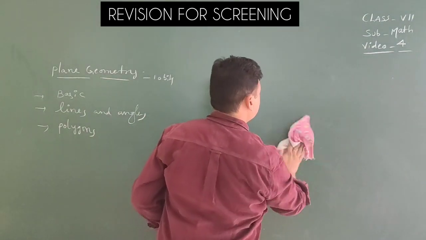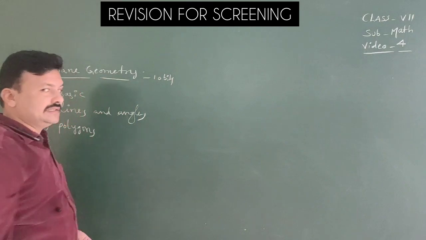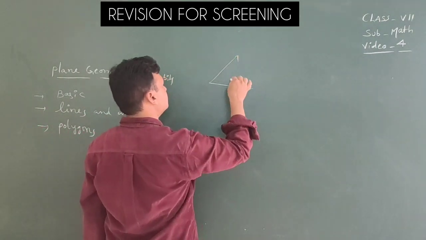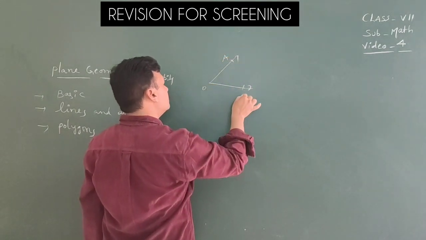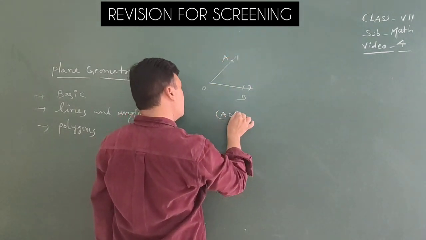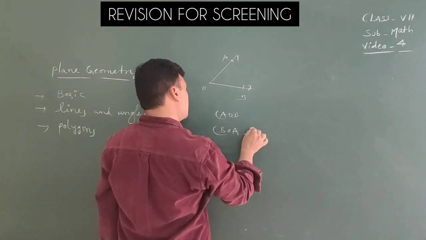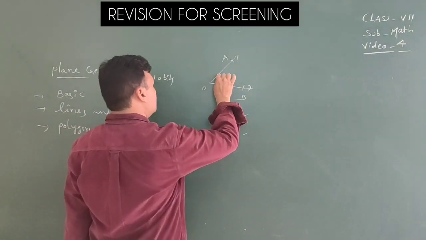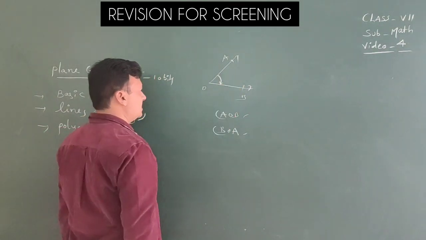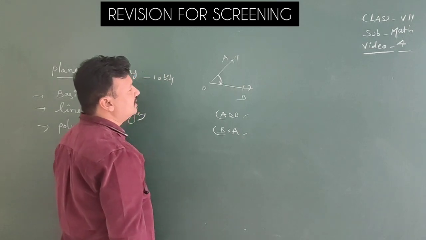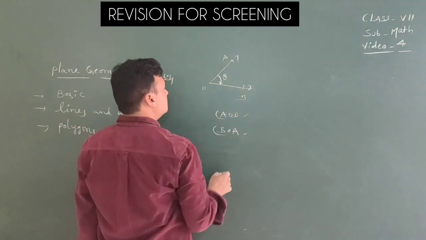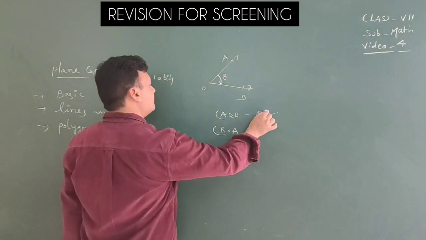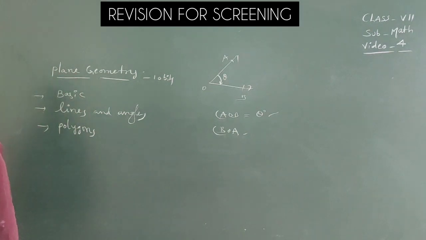Next, angles. The inclination between two rays is nothing but an angle. Here A, O, B: angle AOB or angle BOA. With these two rays, we can represent a given angle. The measurement of an angle means the amount of rotation from the initial position to the final position. Here angle AOB equals theta degrees. Measurement of an angle is given in degrees.